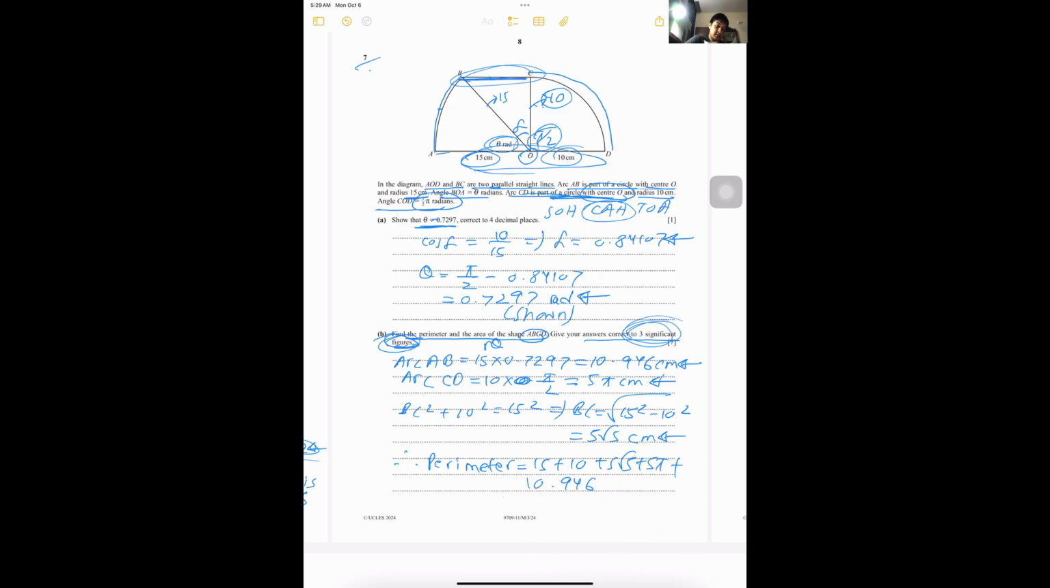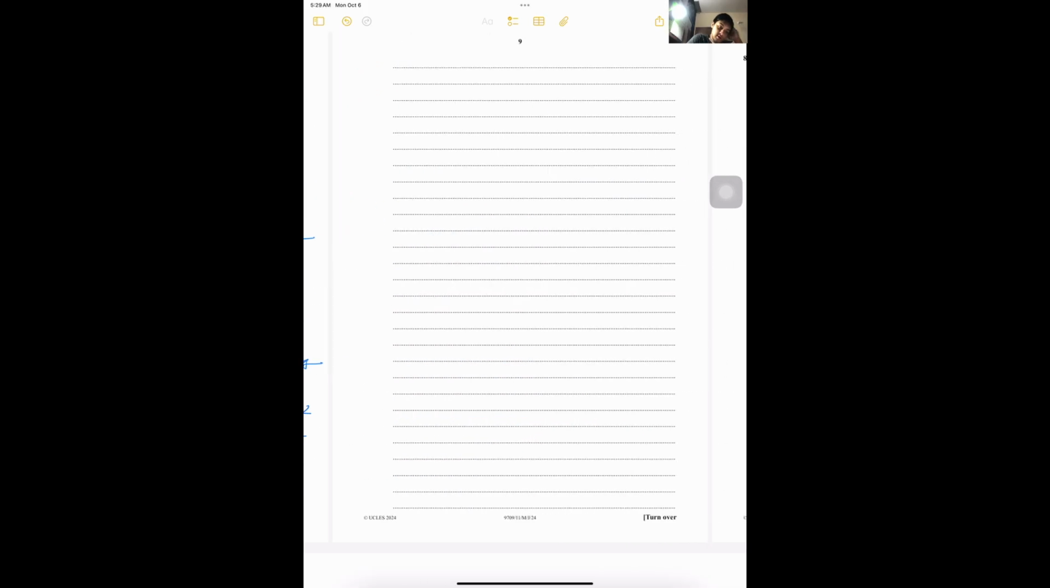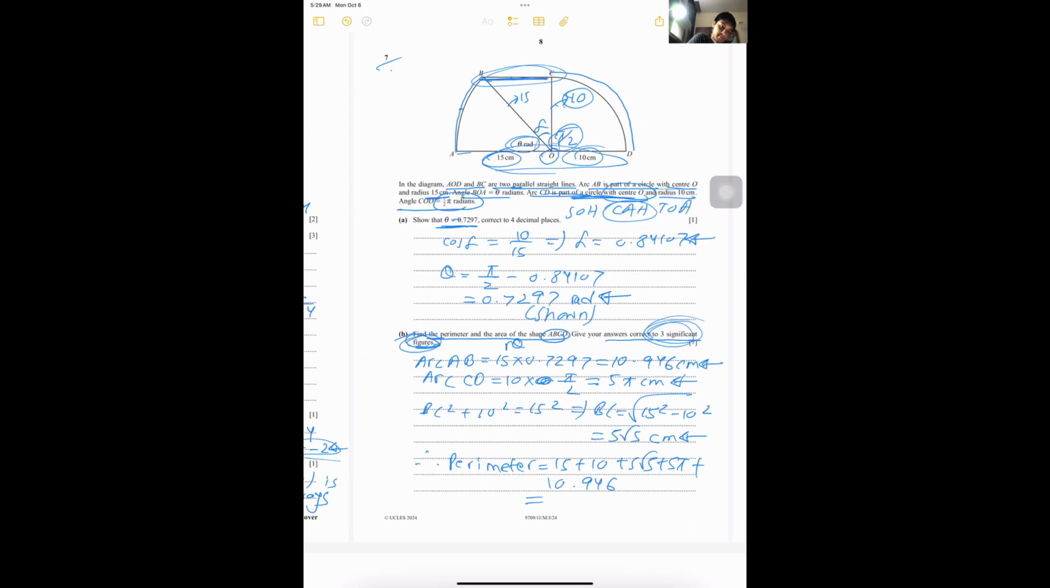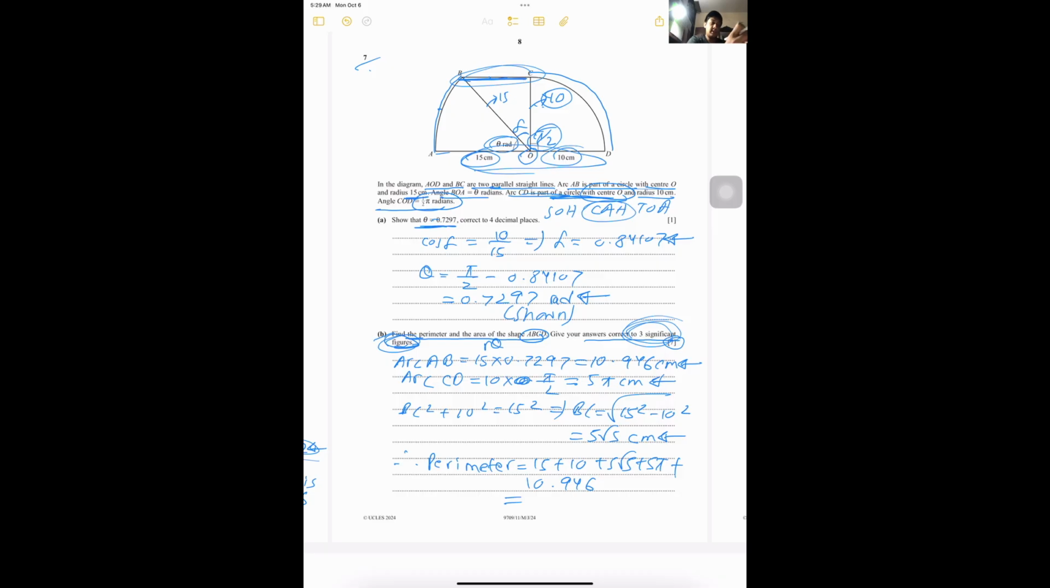A very lengthy process. They are giving us 7 marks for this. Very easy, but you need to be very concentrated. Just put everything in and use radian mode. Use radian mode in the calculator. Of course, do that.